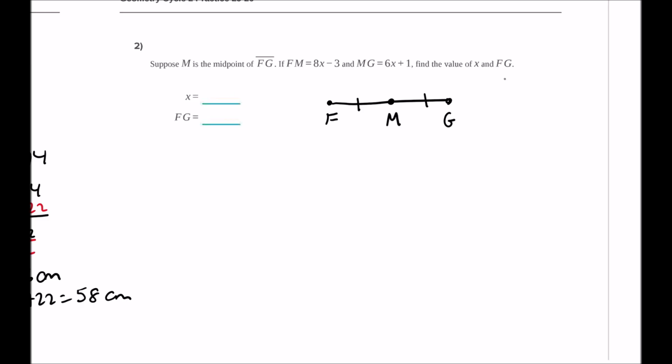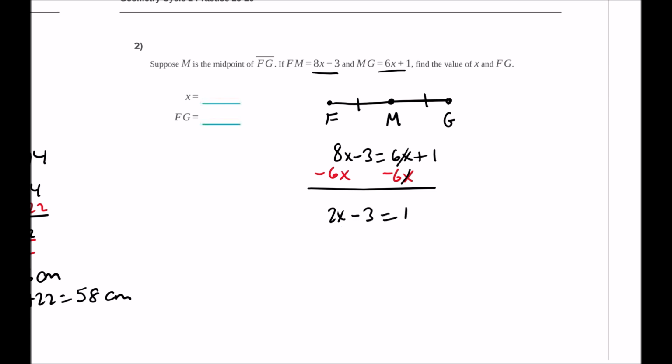So now we know that FM is congruent to MG, and so these are going to be equal to each other by definition of midpoint. So we're going to say 8x minus 3 has to equal 6x plus 1. They have to be equal to each other. And we solve that, so subtract 6x on both sides. We got 2x minus 3 equals 1. I'm going to add 3 to both sides. We got 2x equals 4. Divide by 2. So we get x equals 2.